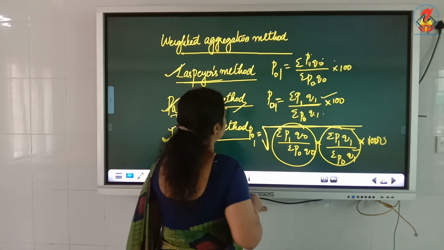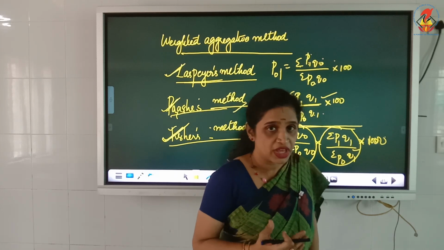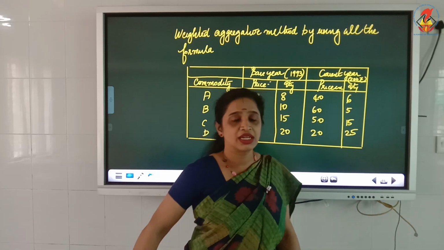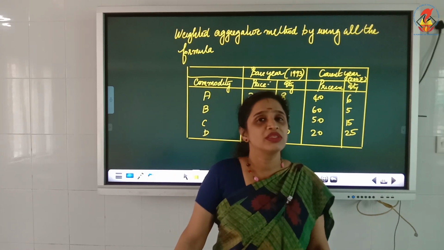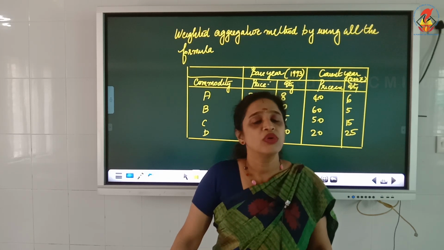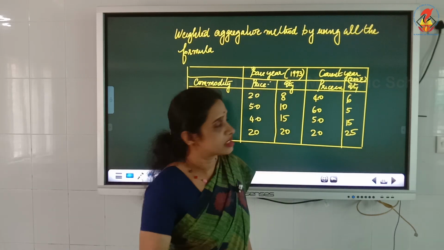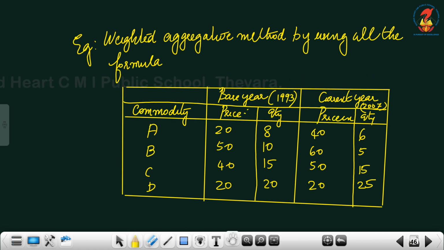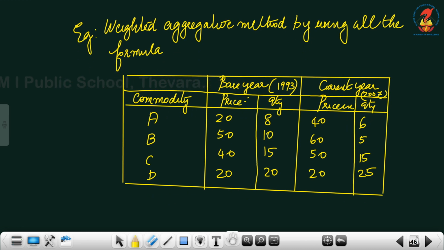number. So these are the three methods of constructing the weighted aggregative method, and once again I am repeating, this is not for a detailed study for the class 11 syllabus for you all. All the three methods given by the three statisticians is not there, but still we need to know how they have worked out the index number procedure. Now an example is given here. You have to calculate the weighted index number, weighted aggregative method. Using that method you have to calculate the index number by using all the formulas, I mean Paasche's formula, Laspeyres and Fisher's formula.